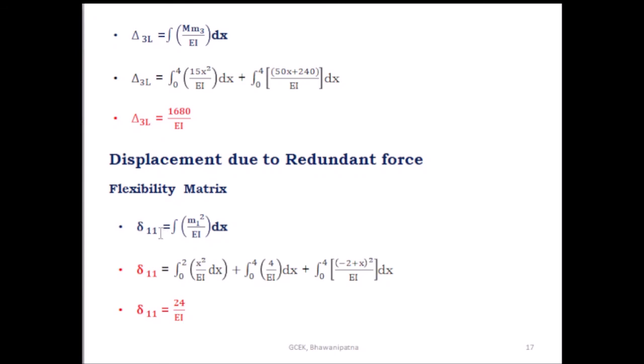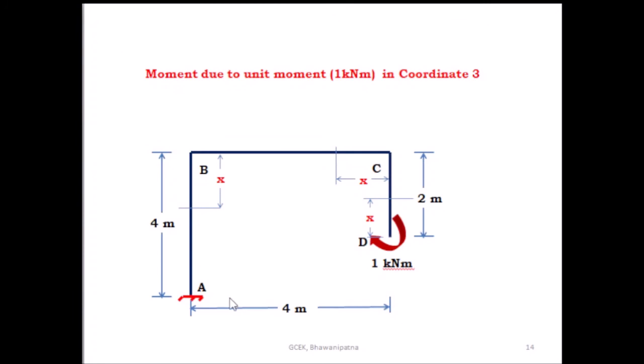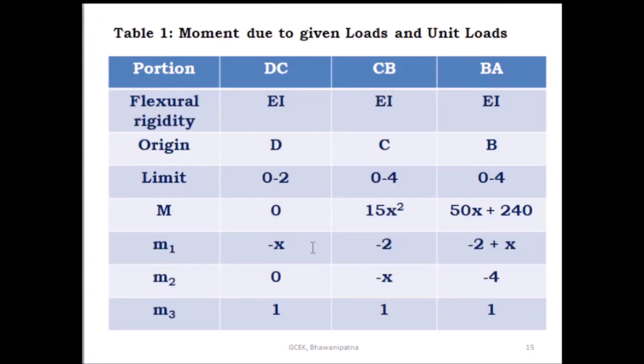So find out what is the displacement, delta 11. Delta 11, I mean that is the displacement at the coordinate 1 due to unit horizontal force at the coordinate 1. Delta 11 is equal to integration of m1 square by EI into dx. You know the value of m1. m1 is for DC minus x, for CB minus 2 and for BA minus 2 plus x. So here the integration limit is 0 to 2 and here the integration limit 0 to 4 and here the integration limit 0 to 4.